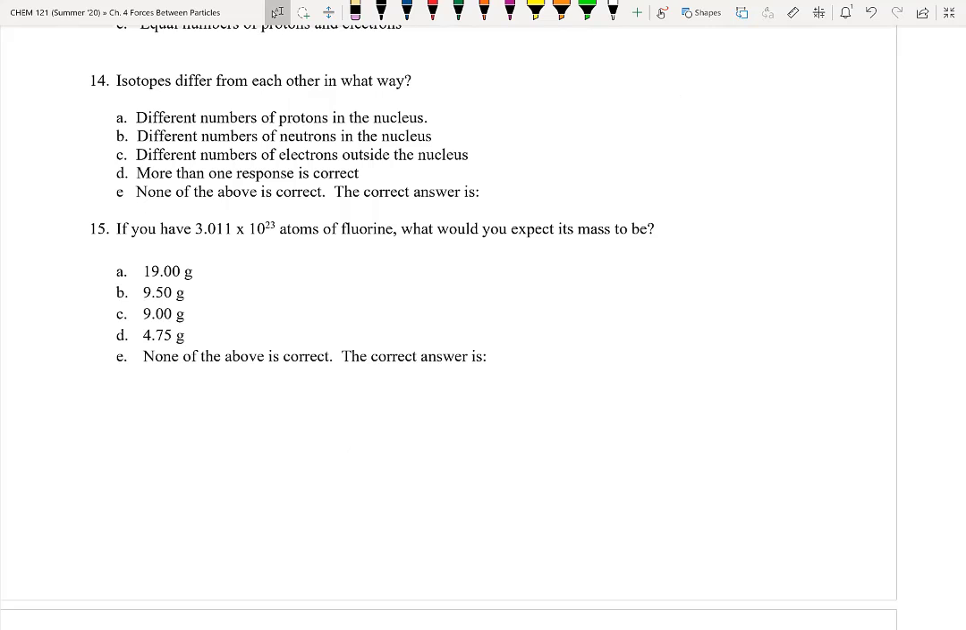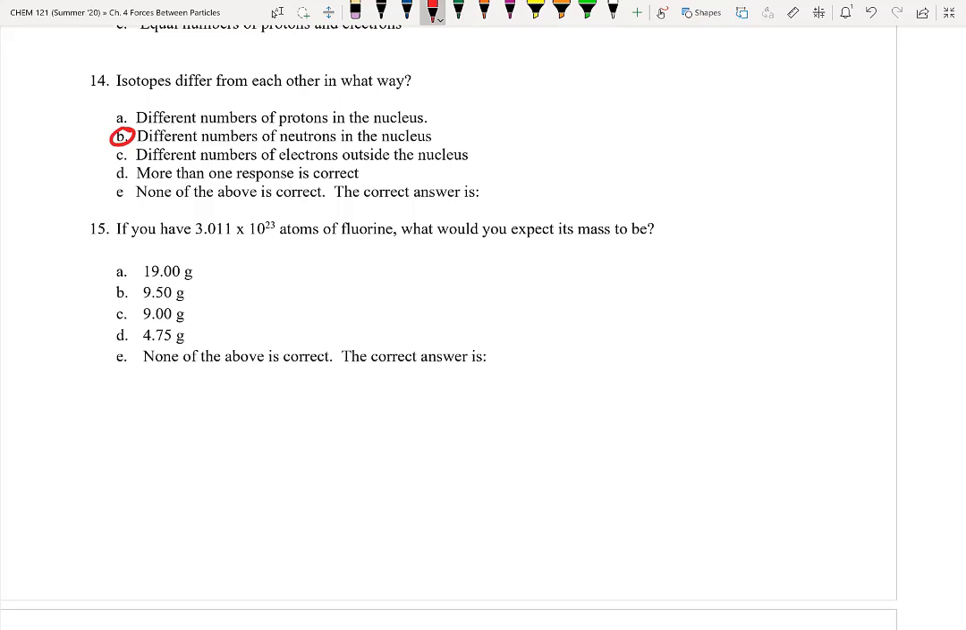Isotopes differ from each other in what way? They have a different number of protons in the nucleus, different number of neutrons in the nucleus, or different number of electrons. Let's assess all three of these. So if they had a different number of protons, would they be isotopes? No, they'd just be different elements altogether. Different number of neutrons? Yeah, definitely. They could be the same atom, but a different isotope. Different number of electrons? No, that would still be the same element. It would just have a charge, potentially.